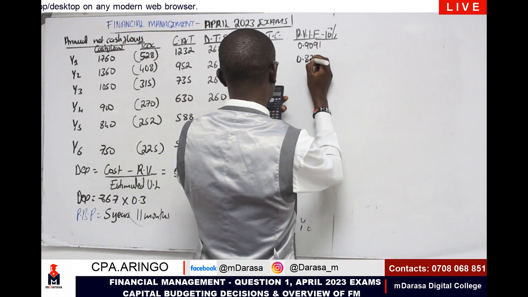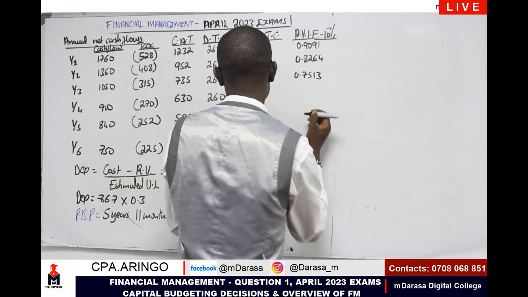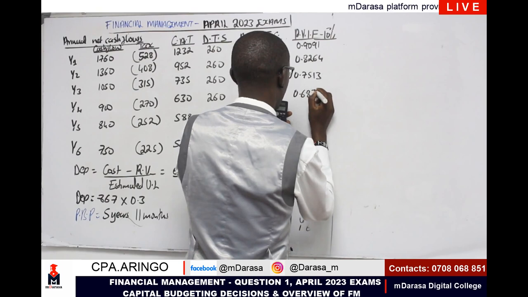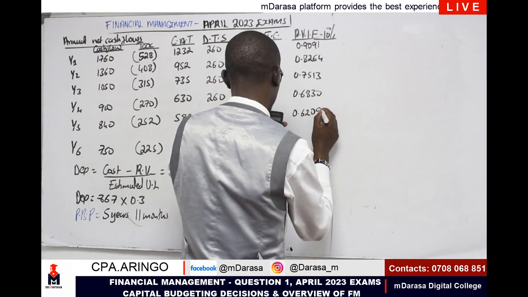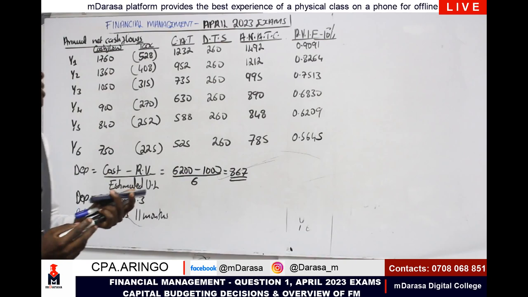That should give us 0.8264. Again, I'm just clicking the equal sign: 0.7513. I believe you recall this shortcut. Equal sign, 0.6830. Equal sign, 0.6209. I know you are wondering, what are you doing? If you attended our classes, this shortcut is very familiar to us. So that is what we should be having.